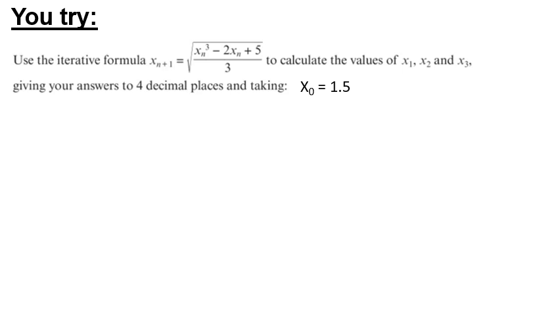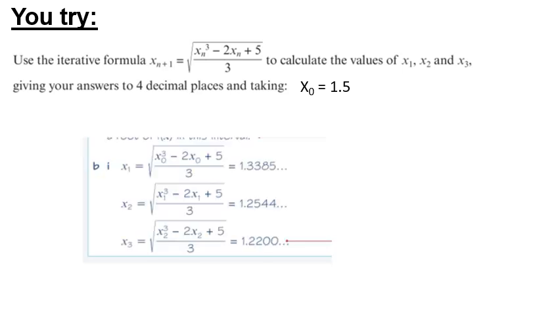In order to train your calculator, first of all, you should type in 1.5 equals. 1.5 is now stored on your screen. Next, leaving the 1.5 on the screen, you could press the square root button, then the fraction button, then ans cubed, minus 2 times ans plus 5 over 3. When you press equals, you'll get a value, but to 4 decimal places it would be 1.3385.